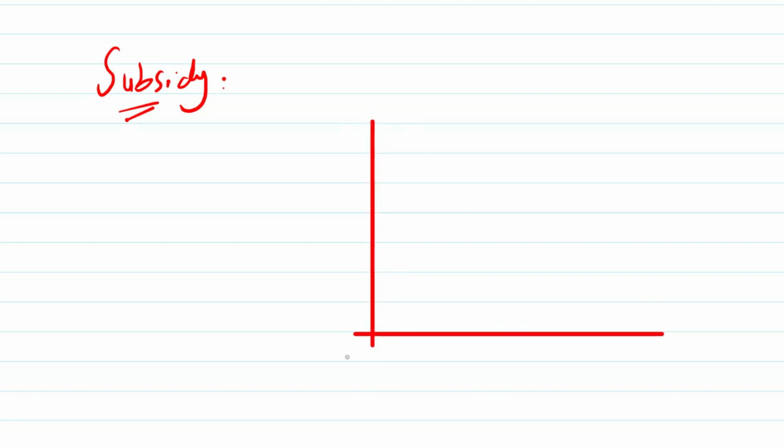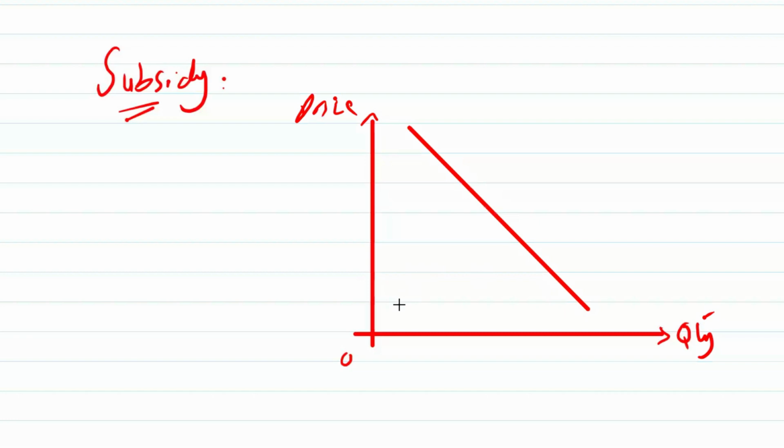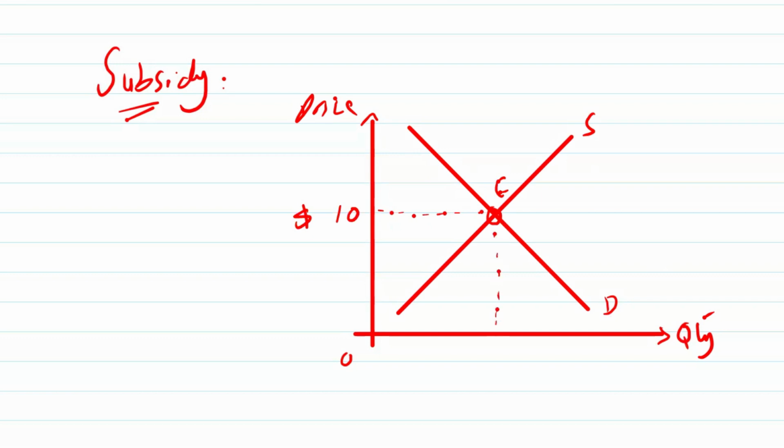So again we have to label the graph perfectly. We have quantity on x and we have price on y. So again draw the demand curve that is negatively sloped and draw a supply curve that is positively sloped, and the intersection point of demand and supply is E, where equilibrium price is let's say $10 and equilibrium quantity is, let's assume, 100 units.